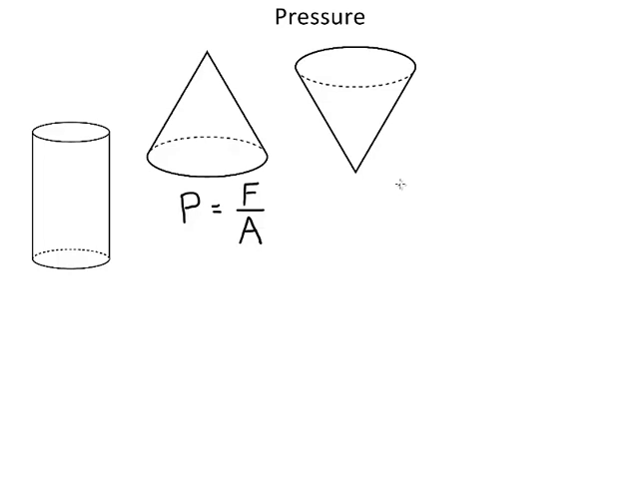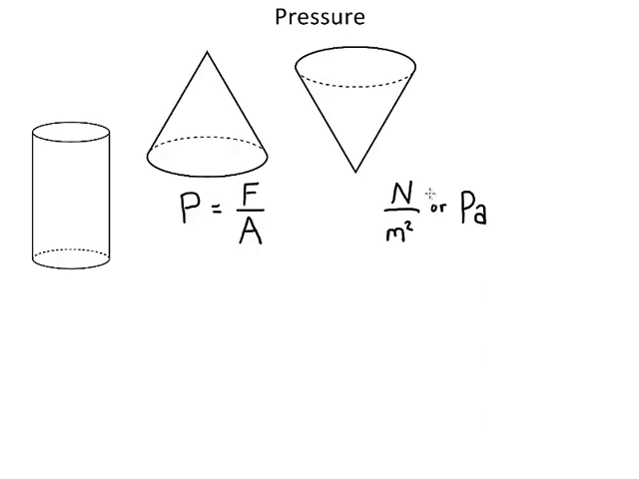The units of pressure would be, of course, the units of force, newtons, divided by the units of area, which would be meters squared. Now, we do have a shortcut for that, and it's named after Blaise Pascal, famous mathematician and scientist, and it's called the Pascal. So Pascal is exactly equal to 1 Newton per meter squared.